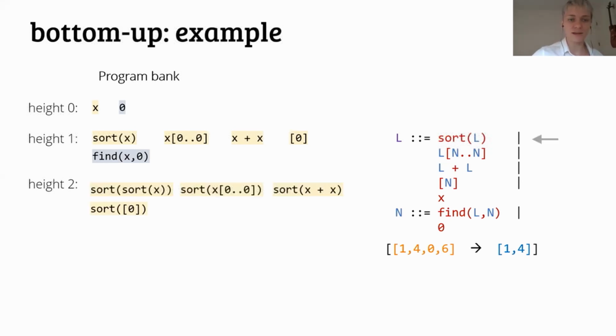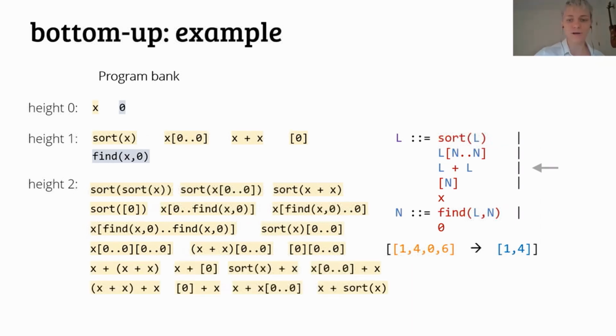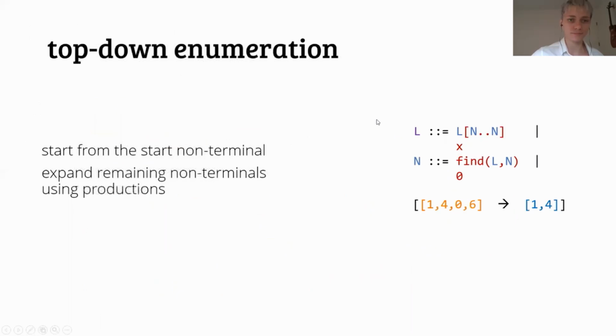We'll do the same thing at height 2, and we get a whole bunch of other programs, right? So as you can see, the size of this bank grows really fast with the height of the programs. But it so happens that we found the right program already at height 2, right? So if we take the sublist of this list from index 0 to the position of the first 0, then we'll get what we want.